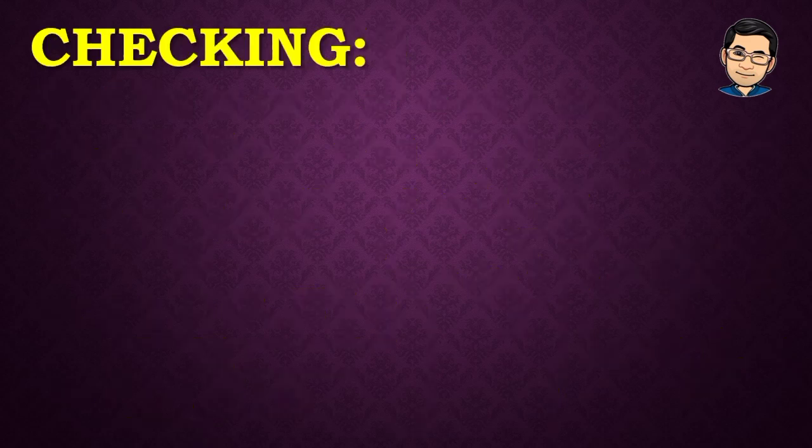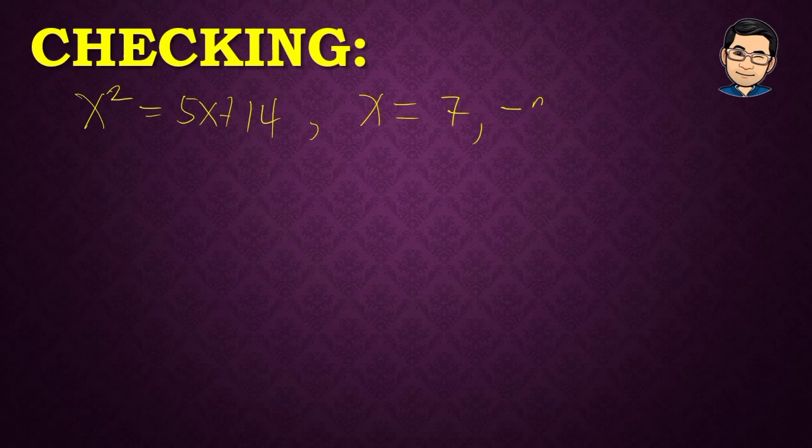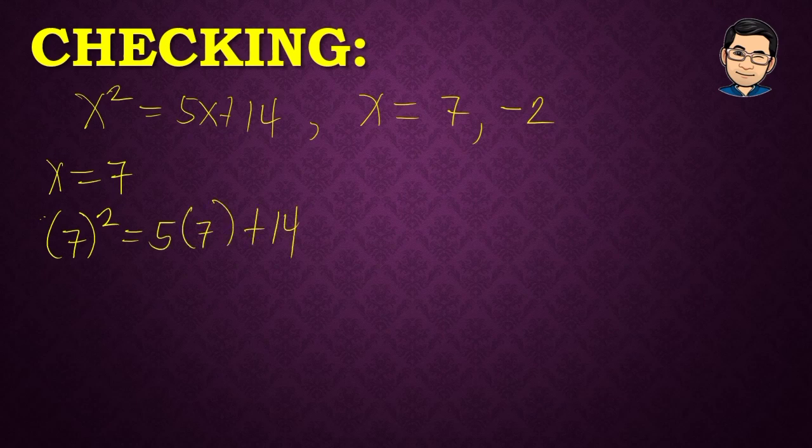So, let's check. X squared equals 5x plus 14. So, yung mga roots natin, again, x equals 7 and negative 2. So let's check. X equals 7. So x squared, 7 squared equals 5 times 7 plus 14. 7 squared, that is 49. 5 times 7, that is 35 plus 14.